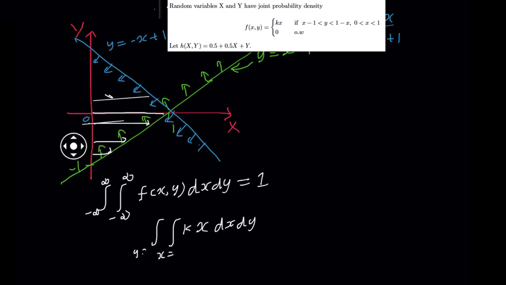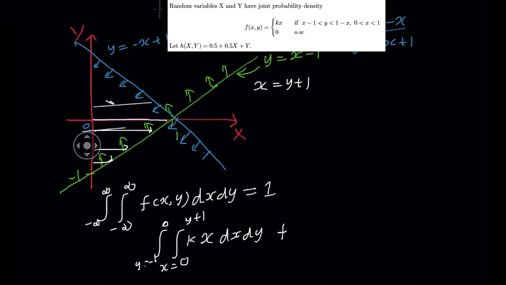Therefore, we should consider this part plus this part. Let me write that down. If I consider this one first, x changes from 0 to what? On this line, you see y equals x minus 1, so x equals y plus 1. Therefore x changes from 0 to y plus 1. Then y changes, the minimum value of y is negative 1 and the maximum is 0, therefore negative 1 to 0. Plus, because we have two regions to consider, this one kx dx dy.